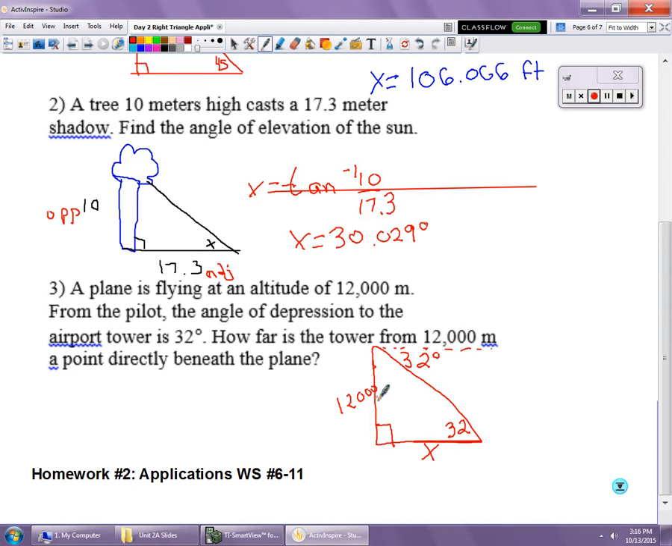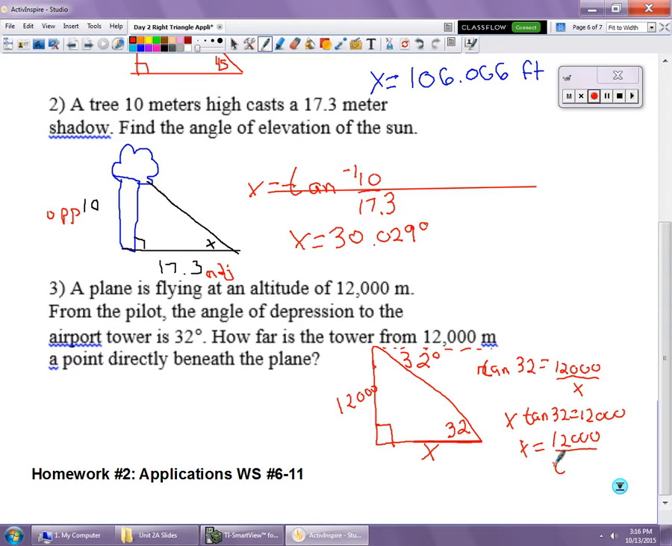We have opposite and we have adjacent. So we're going to use tangent. Tan 32 equals opposite, which is 12,000, over x. You multiply both sides through by x, and you have x tan 32 equals 12,000. You can divide 12,000 by tangent 32.